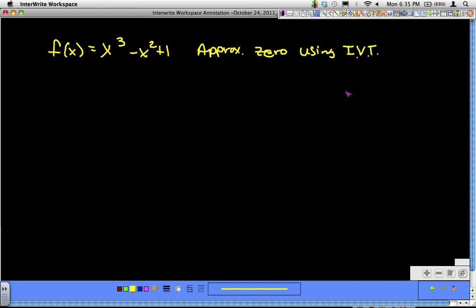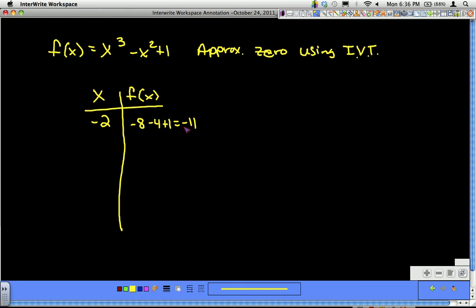What are they actually asking us to do? Well, this is all they're asking us to do. Give us an x, and for every x, obviously we get an f of x. Alright, so right now it's going to be basically just some guess and check. Let's say we're going to start out with negative 2. If I put negative 2 into the third power, I get negative 8 minus negative 2 squared, which is 4, plus 1, or negative 11. So negative 2 in gives me negative 11 out.